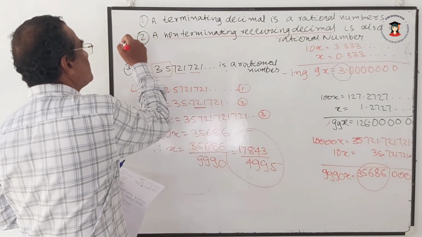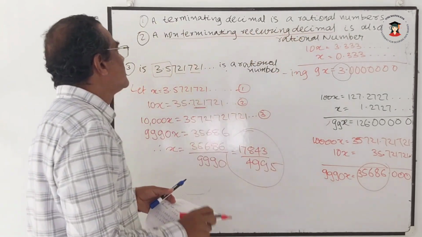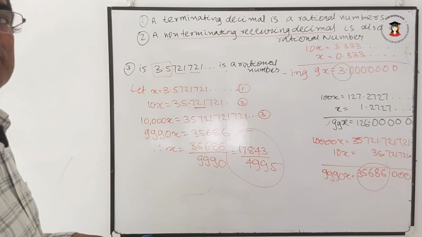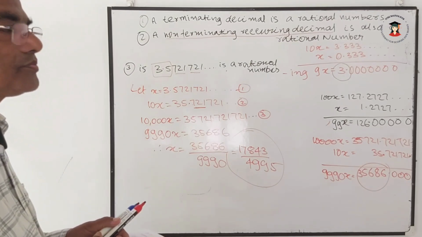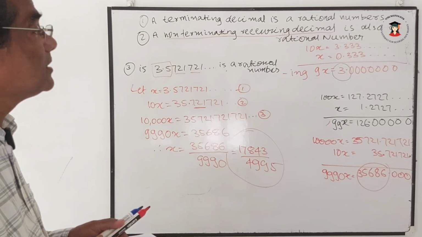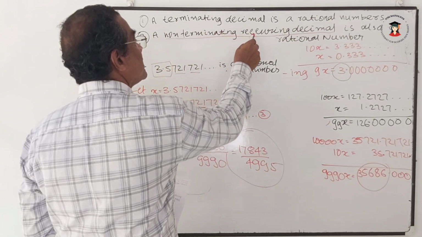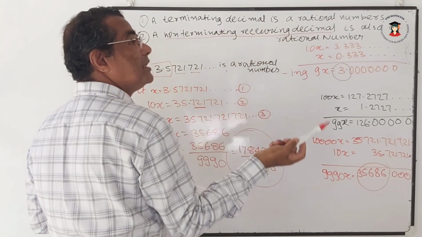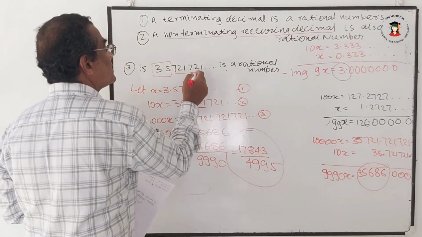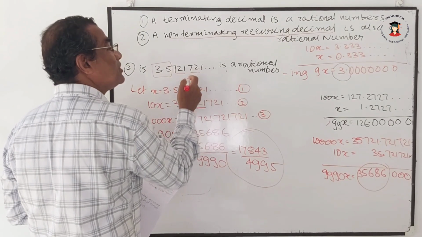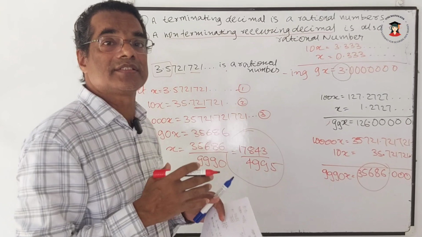So we can conclude that a non-terminating recurring decimal is also a rational number. Is there any other possibility? There is possibility non-terminating. Here it is recurring. There can be non-recurring. Means the digits here will not be repeating. You will get different digits. Are any such numbers there?